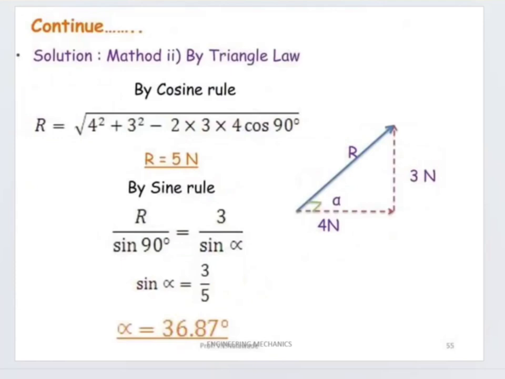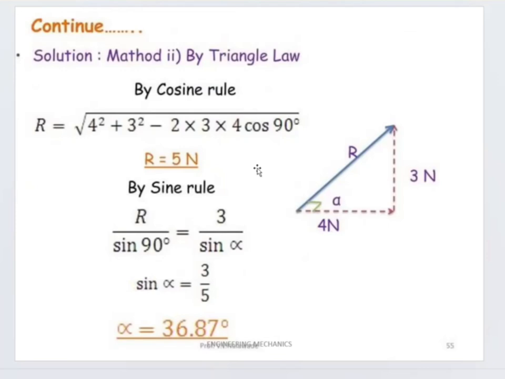Now, the second numerical, using the triangle law. So you can see here there is a diagram. Using the triangle law, R is equal to the square root of P square plus Q square minus 2PQ cos 90. You get this value of the resultant, that is 5 Newton.